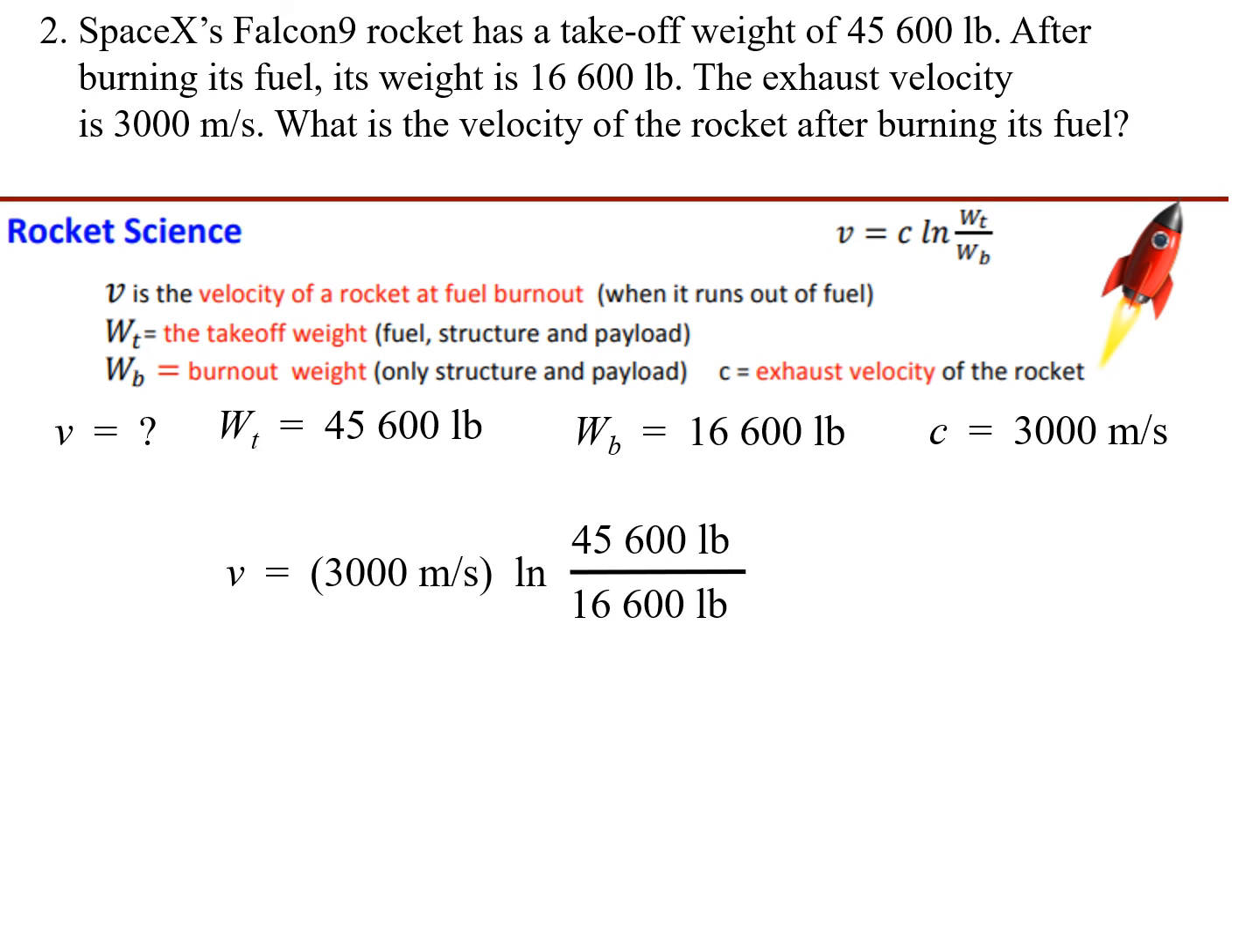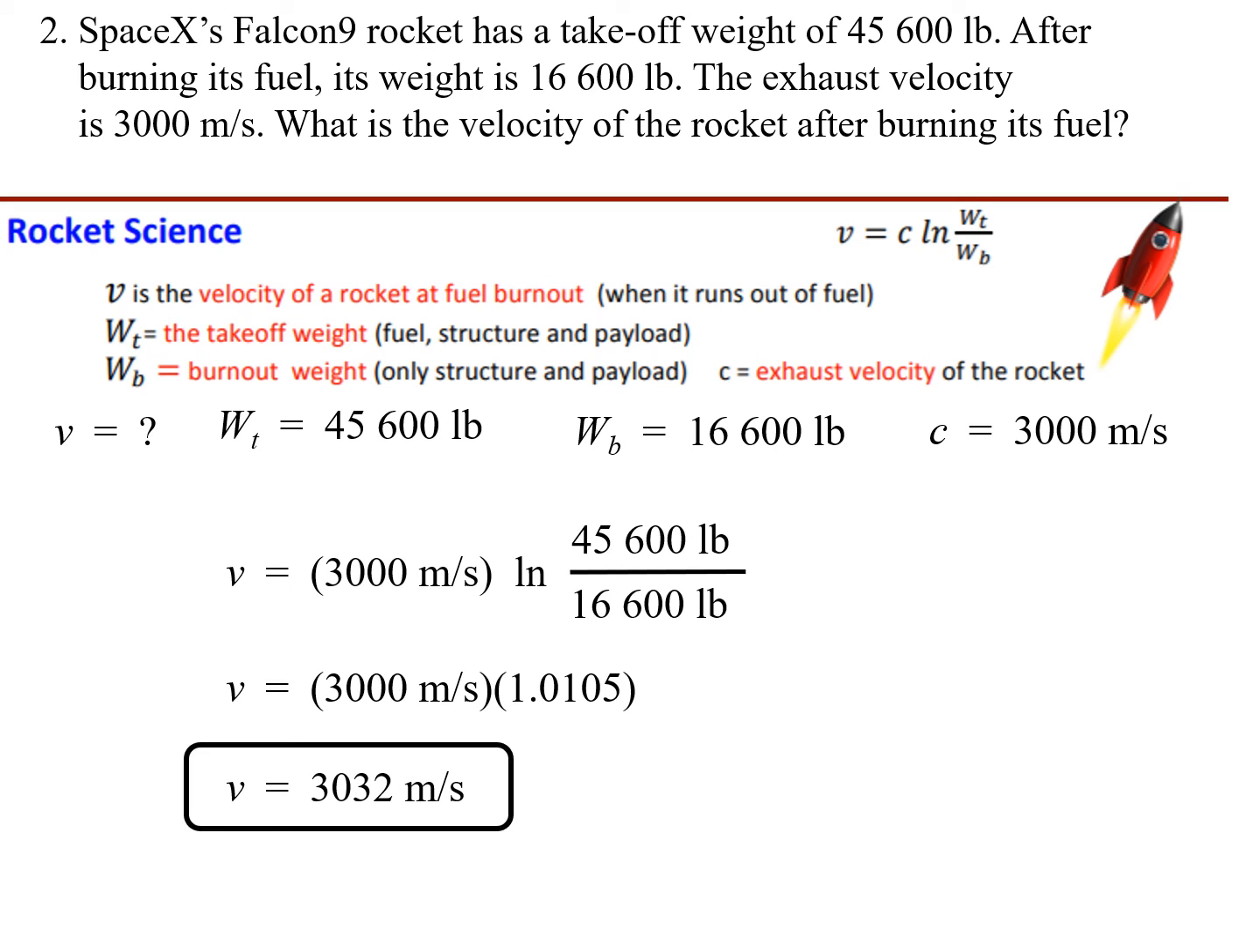Okay, fortunately this is already solved for a variable, so we can just do the copy step right away. V is equal to that. Pounds cancel out, as they must, and the natural log of 45,600 over 16,600, according to my calculator, was 1.0105, and so therefore the velocity of the rocket after burning its fuel is that.